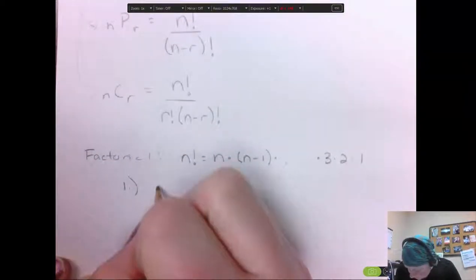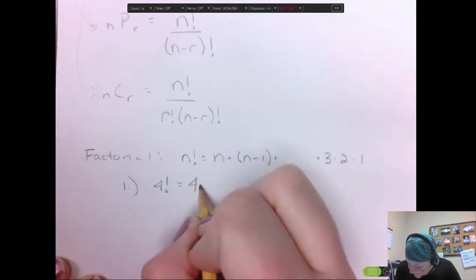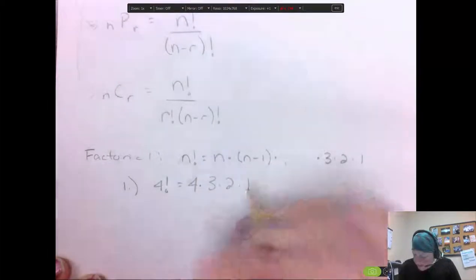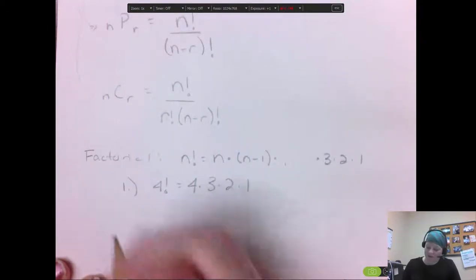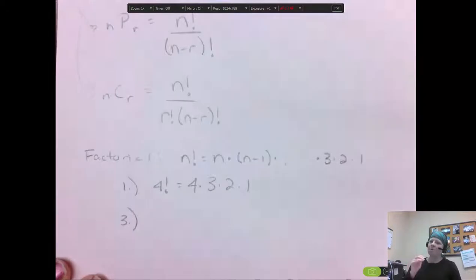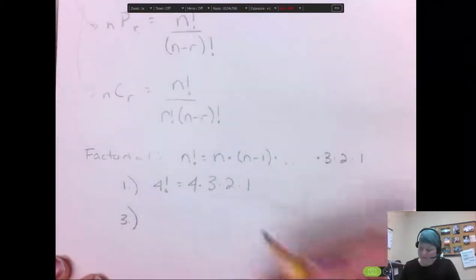What if I have 4 factorial? What it's saying is you take the number 4 times 3 times 2 times 1. You count down 1 each time, and that's our factorial. So it's kind of like what we were looking at with those license plates where you count down, but you have this key on the calculator that'll do part of it for you.